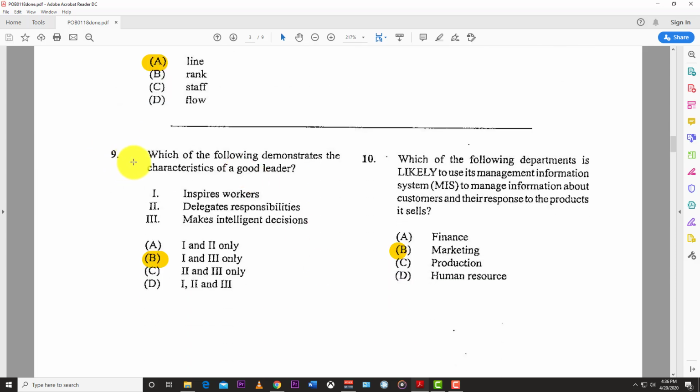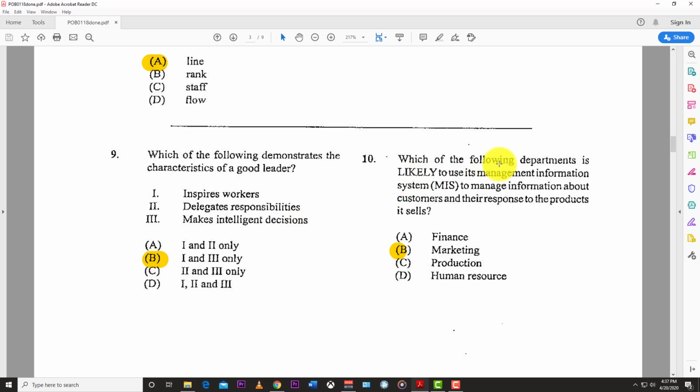Number 9, which of the following demonstrates the characteristics of a good leader? And the answer here is B, 1 and 3, which is inspires workers, and 3, makes intelligent decisions. Some people might say it could be D, which is 1, 2, and 3, but for my liking, number 2 here, delegates responsibilities, tends to be more of a role of management as opposed to a characteristic, so more a function than a characteristic. So I would stick with B, but if you feel it's D and you have a good argument, let me know in the comment section.